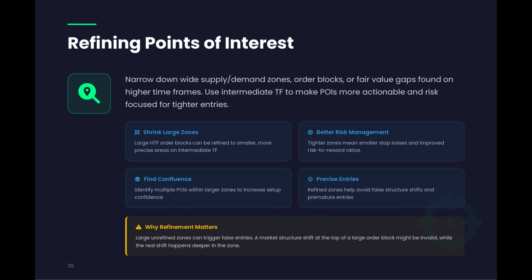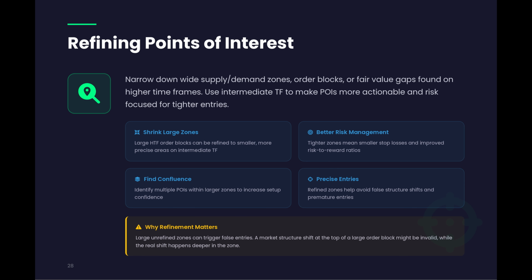Second, higher entry precision. By entering from a refined zone, you're getting into the trade at a more optimal price. You're not entering early and suffering unnecessary drawdown. You're entering when price has reached the actual area of institutional interest. Third, increased confidence. When you've done the work to refine your zones properly, you trade with greater conviction. You're not second-guessing whether you should wait for price to move deeper into the zone. You know exactly where your entry should occur.